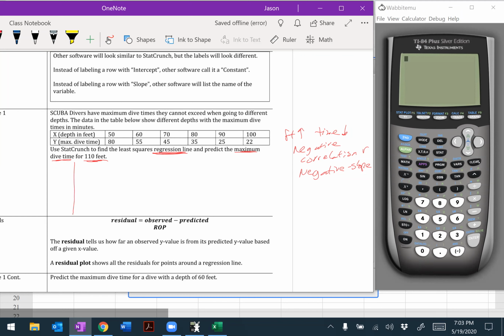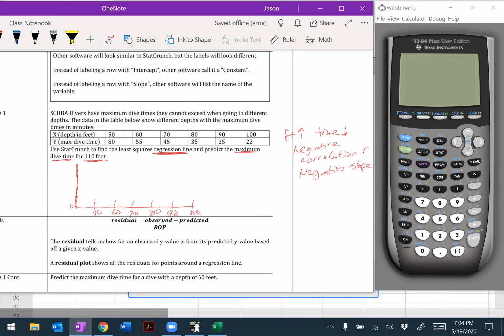What would the graph of this look like real quick? If we just wanted to graph a little bit of this, we're starting with the feet and then the dive time. So the feet go from 50, 60, 70, 80, 90, 100. And the dive times go from 80 to 22. So I'm going to go from 0 to 100, basically. So 0, and then maybe 20. Now I've got to put those closer together. Maybe I'll go by 30s.